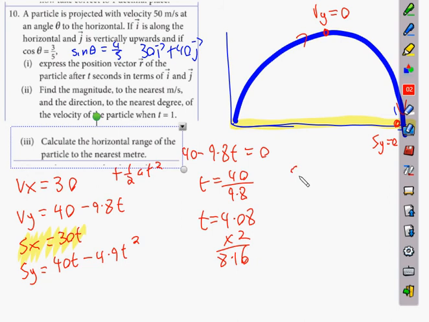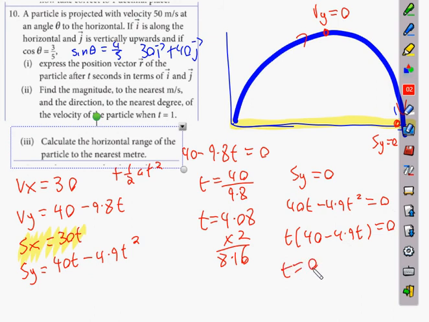Now, if we did Sy equals 0, what we do there is we get 40t minus 4.9t squared equals 0. Take out t, and you get t(40 minus 4.9t) equals 0. Then you get t equals 0, which you don't want, because that is referring to this point here. Or we get 40 minus 4.9t equals 0, and that will come out as t equals 8.16. Both the same answer.